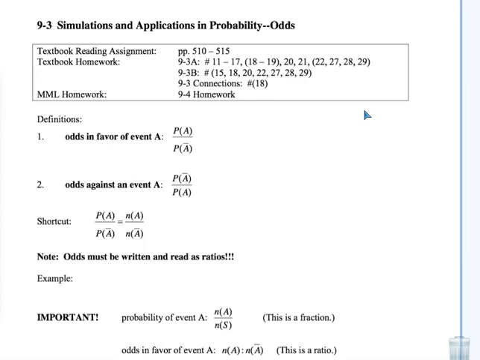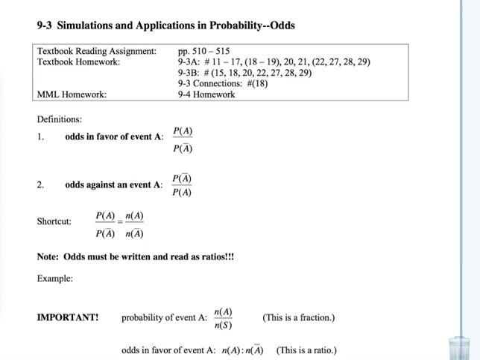Okay, when we consider probability, for example, if I say, what's the probability of rolling a 2 on a dice? You would say, well, there's 1 2 on a dice, so that's 1 side out of 6 total, so the probability is 1/6.